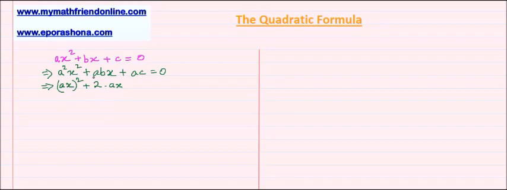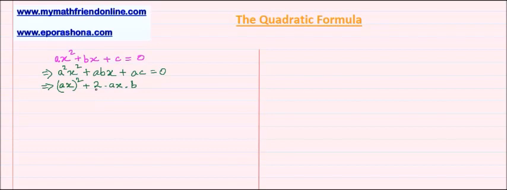Next we are having abx, but over here we are having 2ax and not abx. How to get this abx from this 2ax? Okay, let us see. ax is common to both the terms. Only the missing factor is b, so let us write this b. We have to get b, so we are writing b.